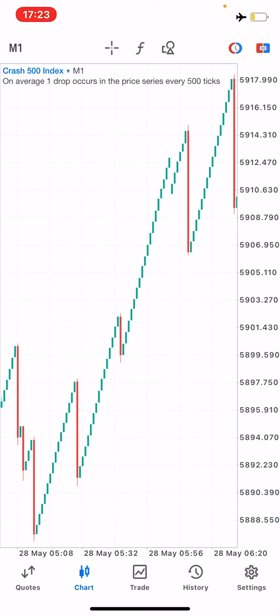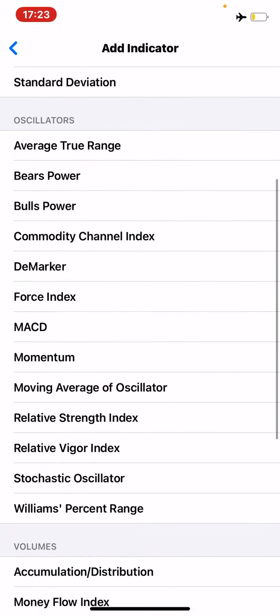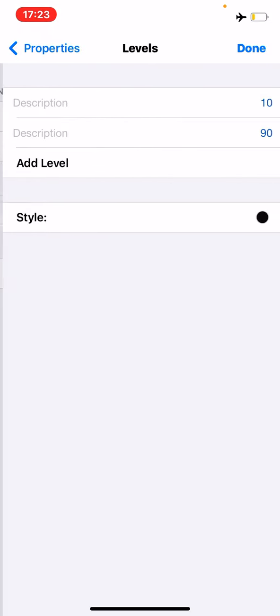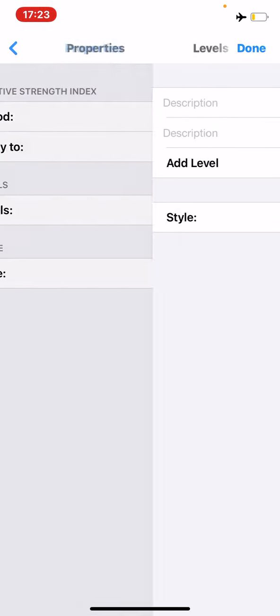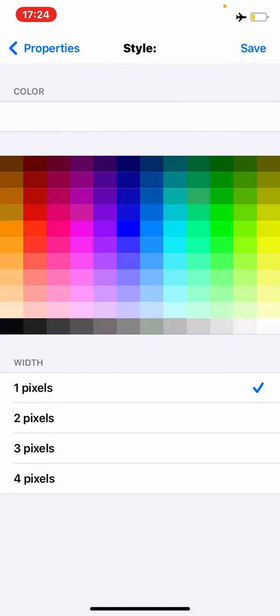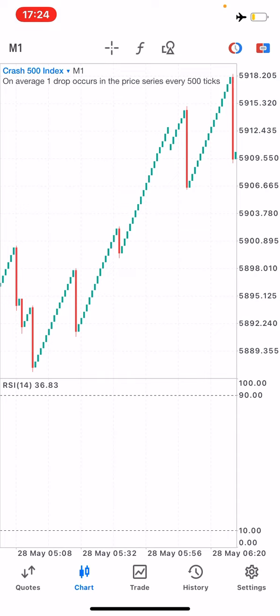So the first indicator that we want to install is called the RSI, or the Relative Strength Index, which is here, and it is going to have the following properties, the ones that you see on my screen. A period of 14, apply to close. Levels, you're going to have level 10 and level 90, right? And then styling, it should be the color of your background. So I have a white background, that's why you see I chose the color white. Then you're going to click save, then done. And as you can see, I now have my RSI right on my chart.